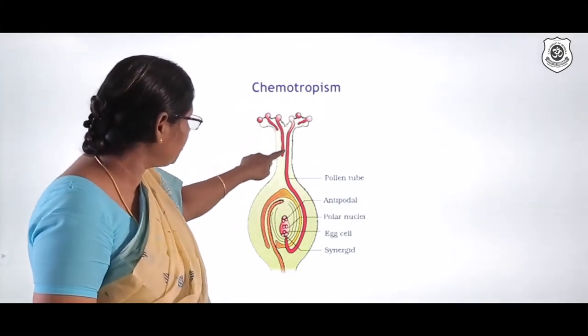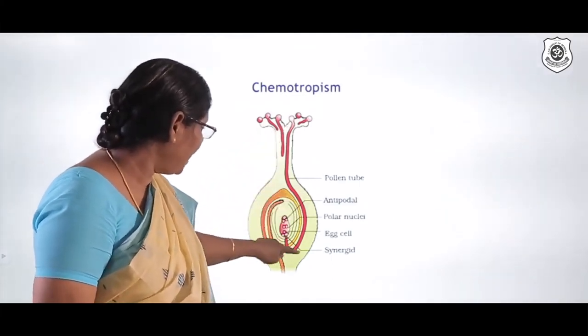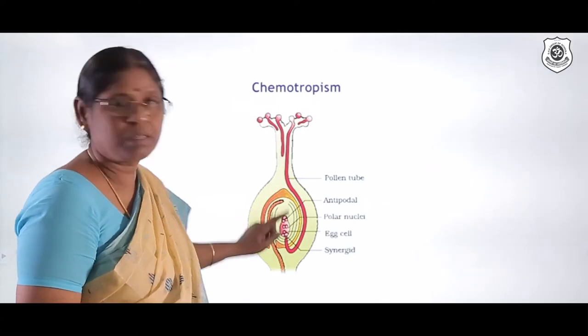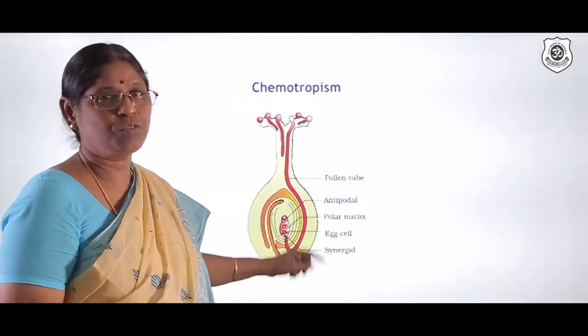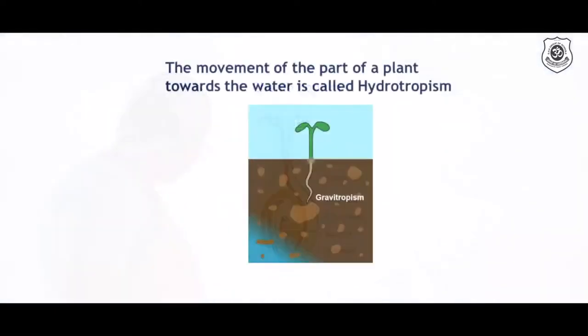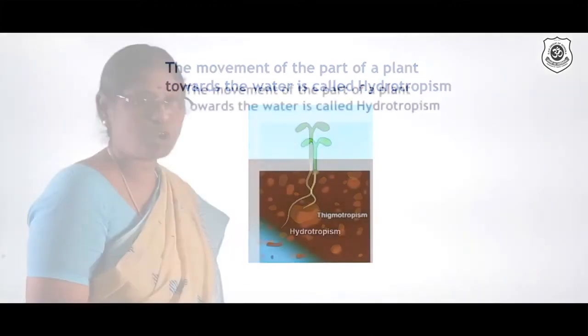The male gamete will move through this tube and then come towards the female gamete and fuse to form the zygote. So far you have learnt about phototropism, geotropism, chemotropism. So the last one is hydrotropism. The movement of the part of a plant towards water is called hydrotropism.